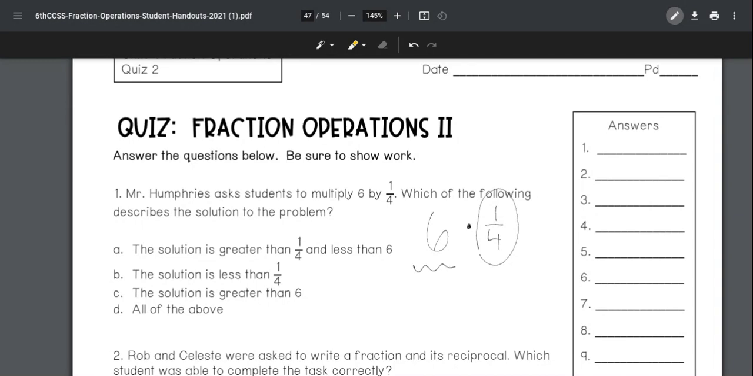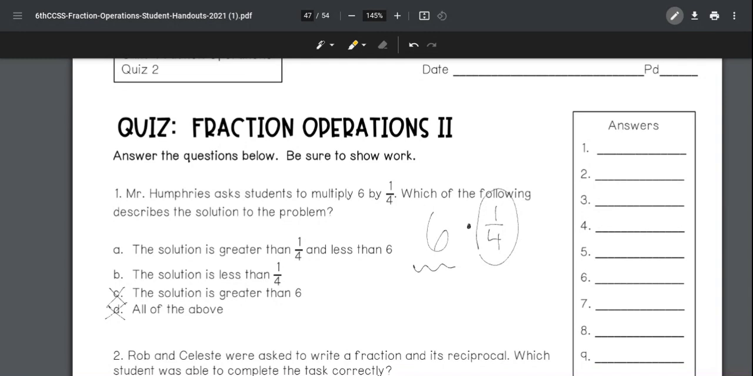Okay, so looking at my options, A, the solution is greater than 1/4 and less than 6. B, the solution is less than 1/4. C, the solution is greater than 6. Or D, all of the above. Automatically multiplying by 1/4, you should know C is out. And since C is out, so is D.